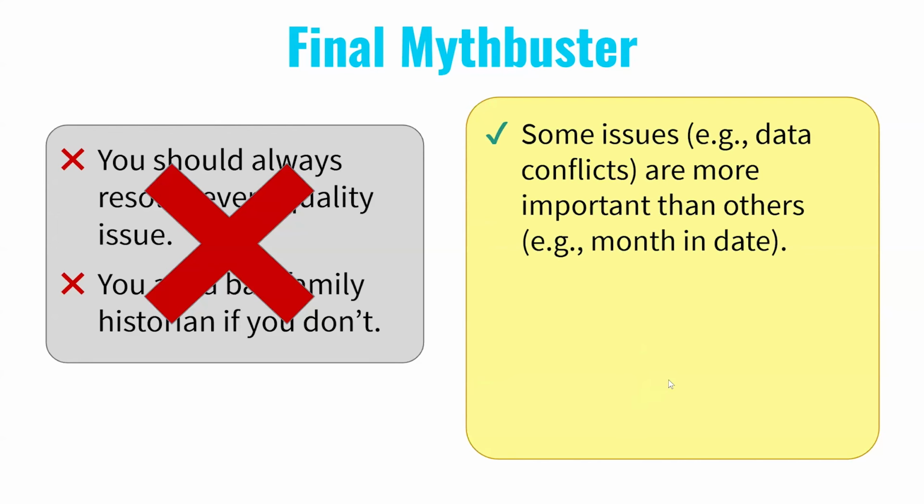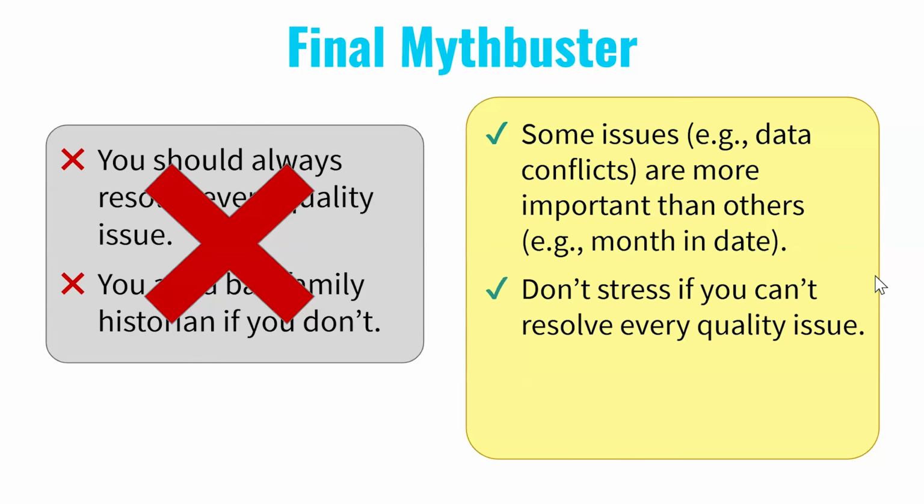So the truth is, some issues, such as data conflicts, like we said earlier, are more important than others. Fixing them has a greater impact on quality than some of the others. For instance, one of the quality errors said, "Oh, your date is missing a month." Well, I'd like to have the month. Adding the month is good, but having the year there is not bad. Having the year there is fine. It's just that it would be a little more complete if I had the day and the month.